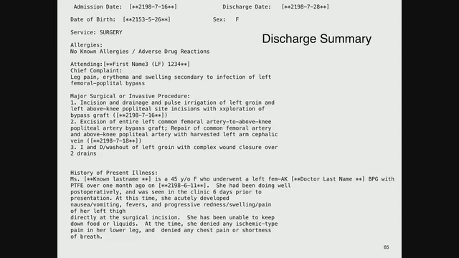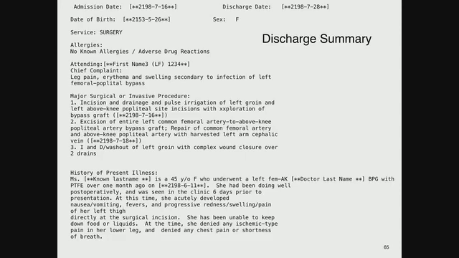History of the present illness. She's a 45-year-old woman who underwent a left femoral AK bypass with PTFE, whatever that is, over a month ago on a certain date. By the way, these bracket asterisk things are where we've taken out identifying information from the record.